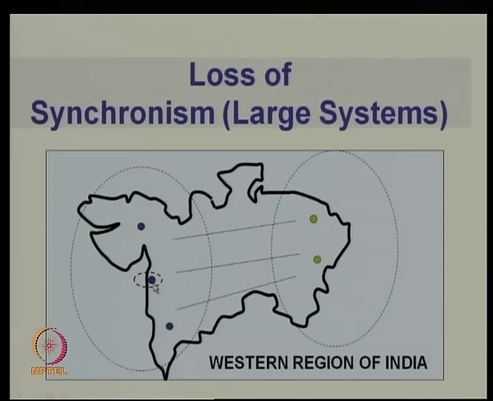Here of course, I have just shown you a few machines. There are lots and lots of synchronous machines interconnected by lots and lots of AC lines. What I am showing here is just a schematic. So you find a big group of machines fall out of synchronism with another group of machines. This is in fact the manifestation of the same phenomenon which you have seen in the laboratory.